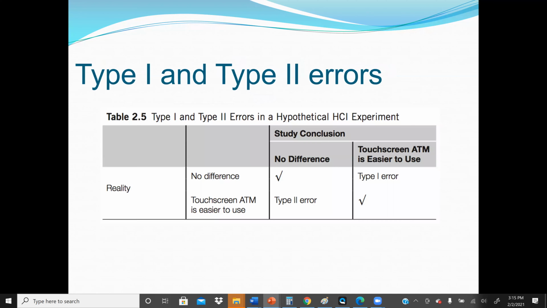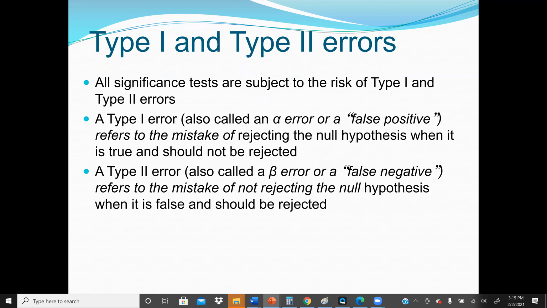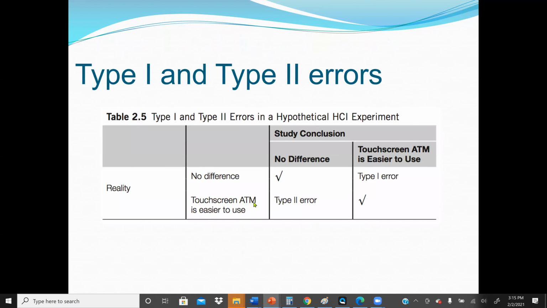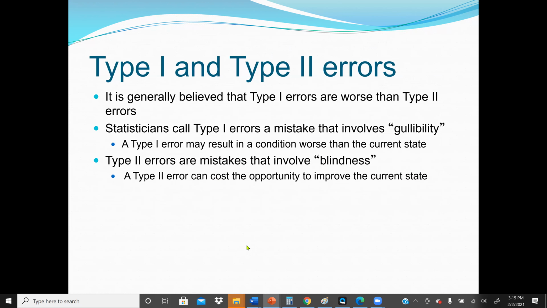As we said earlier, type 1 error refers to the mistake of rejecting the null hypothesis when it is true. So rejecting something that is true can be more serious than accepting something that is false. Again, this is based on studies that have been done on different types of research tasks, and they came up with this idea.